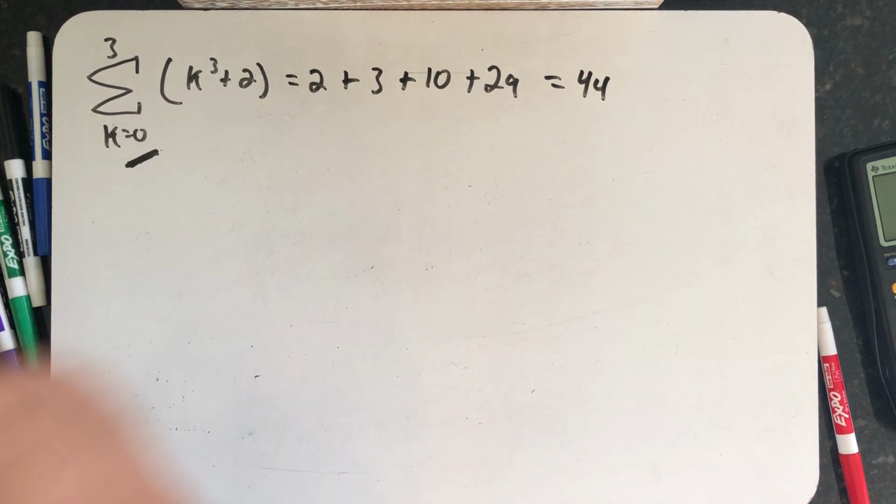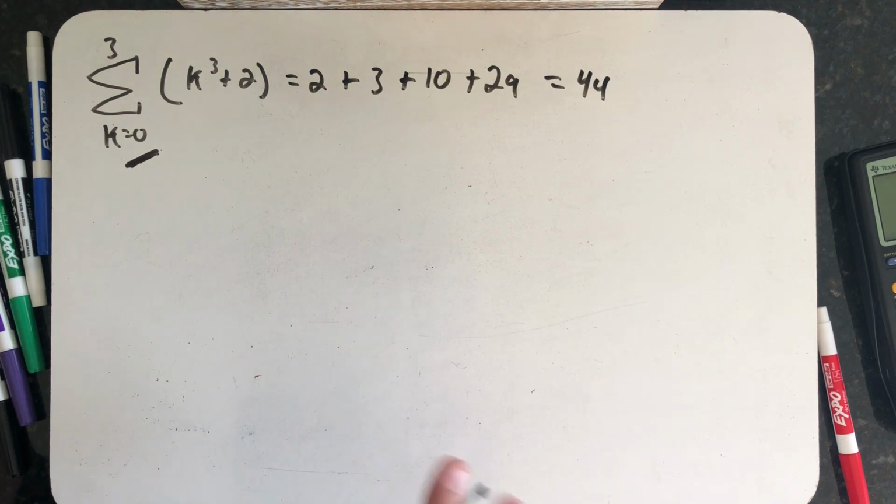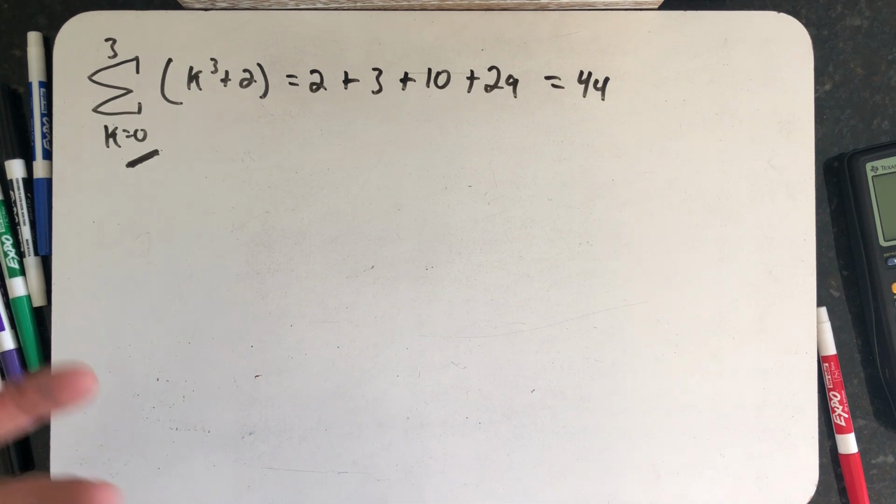k equals 0 and k equals 1 are pretty common places for an index to start, but they can actually start at any value you want them to. So we might have an index that starts at 5. We might have an index that starts at -100. Regardless, we can evaluate sums.